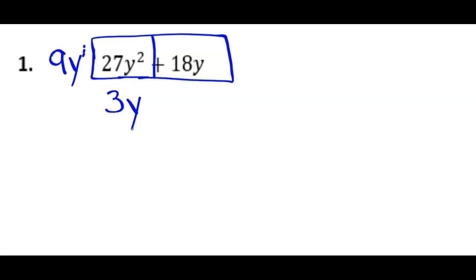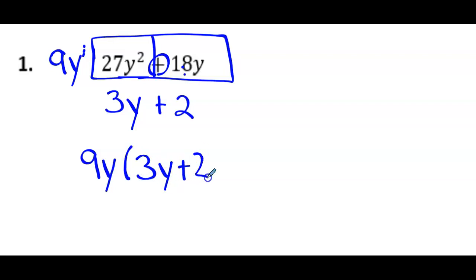All right? Excellent. Now, let's do the same thing to this. I'm going to divide this by 9y. 18 divided by 9 is 2. It's going to be a positive 2. Pay attention to this sign here. And y divided by y, my y's are going to cancel. So that's it. Now, I'm not done yet. That was just my work to get my answer. So, what did I divide my binomial by? I divided by 9y. And what was the answer when I divided it? 3y plus 2. And that is my solution.